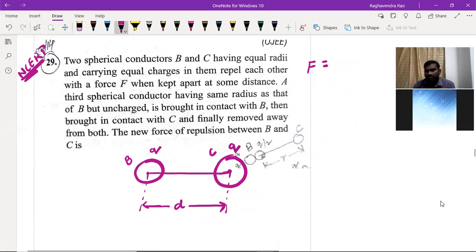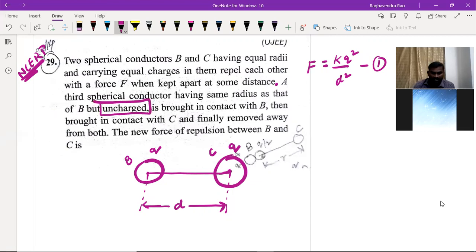Now the force between them becomes F is equal to K into Q square by d square. That is equation number 1. Two spherical conductors B and C having equal radii and carrying equal charges repel each other with a force F, kept apart at some distance, up to this point. Now a third spherical conductor having the same radius, that means the size is the same as that of B, but uncharged.